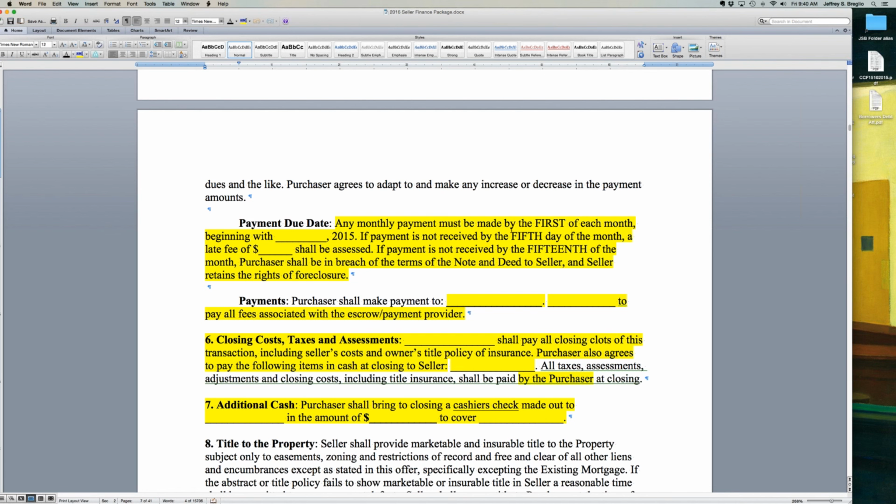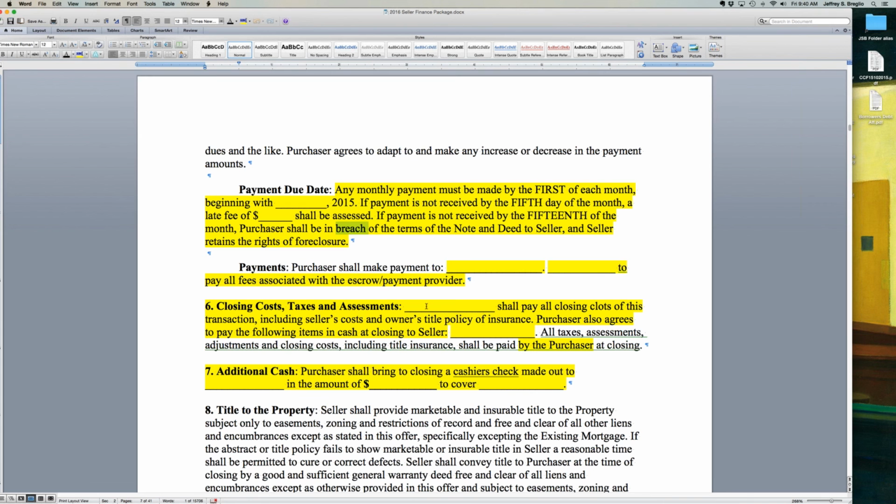And then we just wrote in, if payment is not received by the 5th of the month, then there's a late fee, right? But again, these documents are editable. You can change that. If payment is not received by the 15th of the month, then you are in breach of the terms and the seller can foreclose on you if there's a note and deed. But again, you can change whatever terms you've negotiated with your seller.